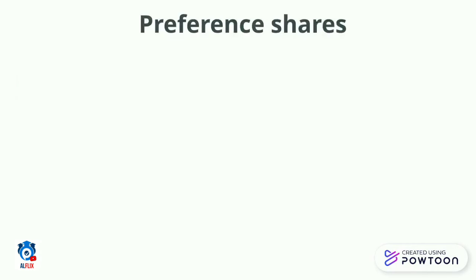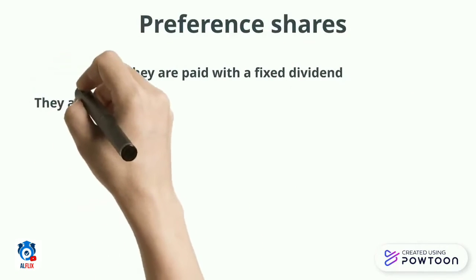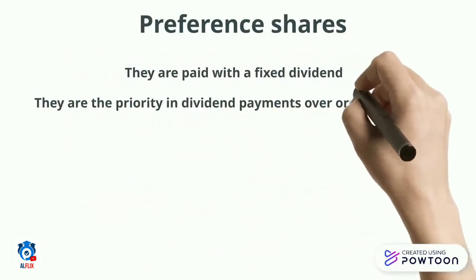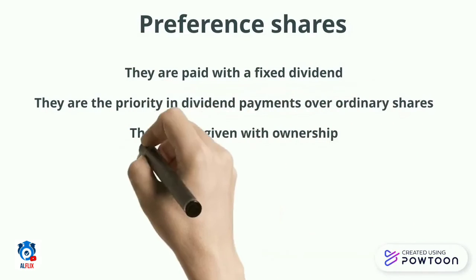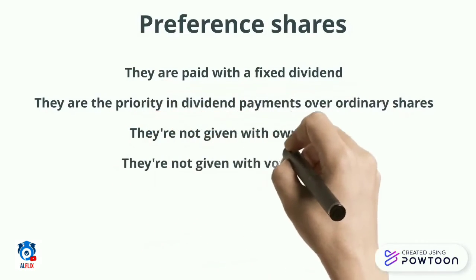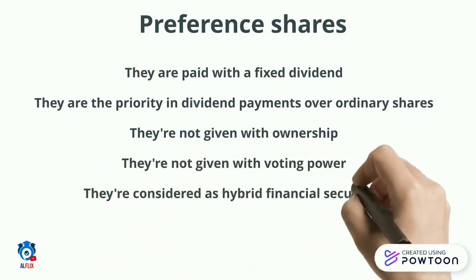Preference shares. They are paid with a fixed dividend. They are the priority in dividend payments over ordinary shares. They are not given with the ownership and also not given with the voting right. They are also considered as hybrid financial securities.